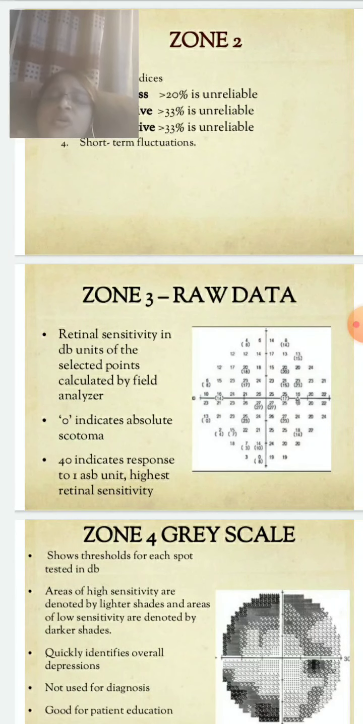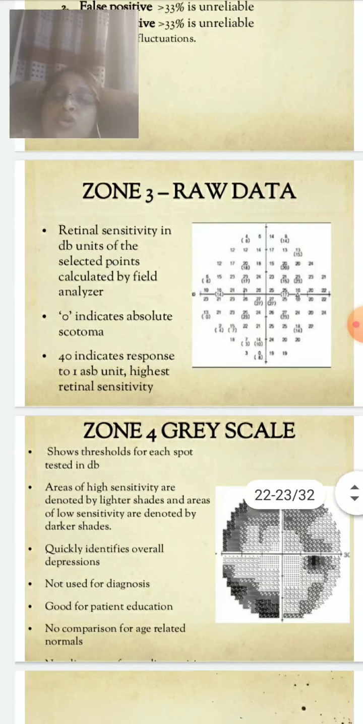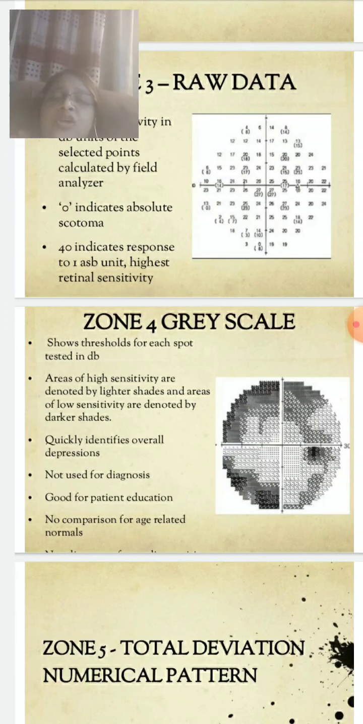Raw data shows the retinal sensitivity of each point in decibels. 0 indicates absolute scotomas and 40 indicates that the patient has a high retinal sensitivity at that point. Zone 4 is the grayscale, a graphical representation of the raw data.